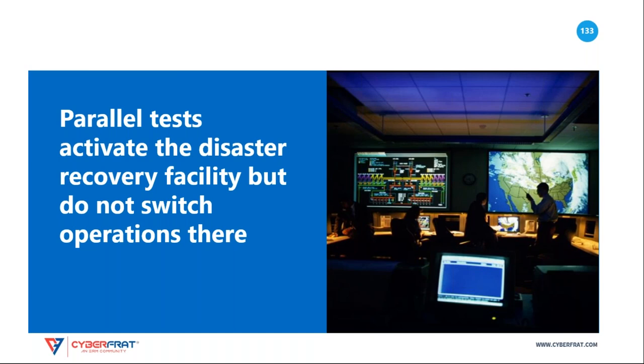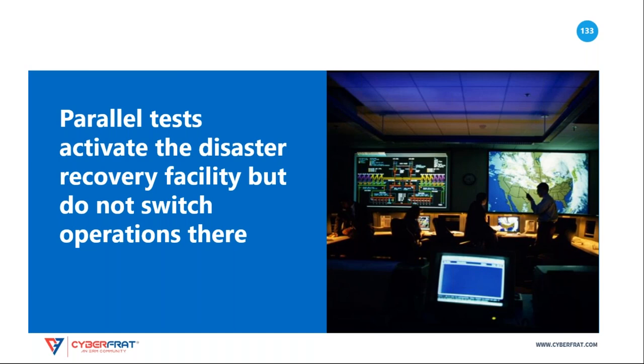The three test types we have discussed so far, read through, walk through, and simulation, are all theoretical exercises. They talk about disaster recovery, but don't actually use any disaster recovery technologies. The parallel test goes beyond this and actually activates the disaster recovery plan, bringing up a hot or warm site in response to a simulated disaster. The company doesn't actually switch operations to the alternate site, but the alternate site runs in parallel to the primary site.